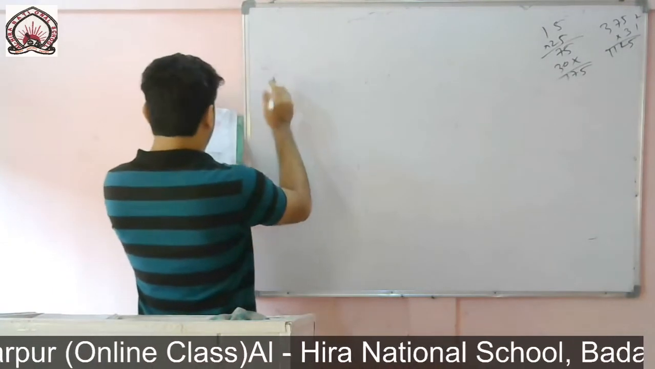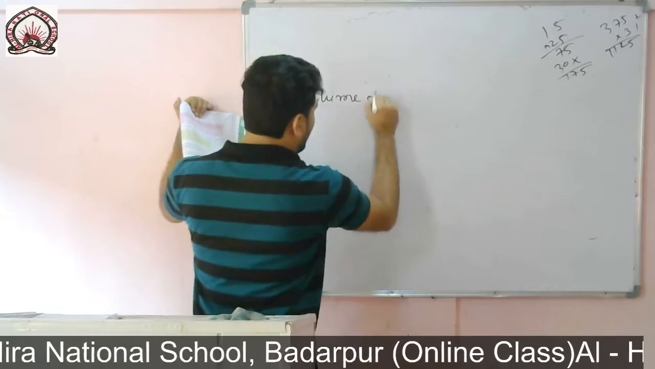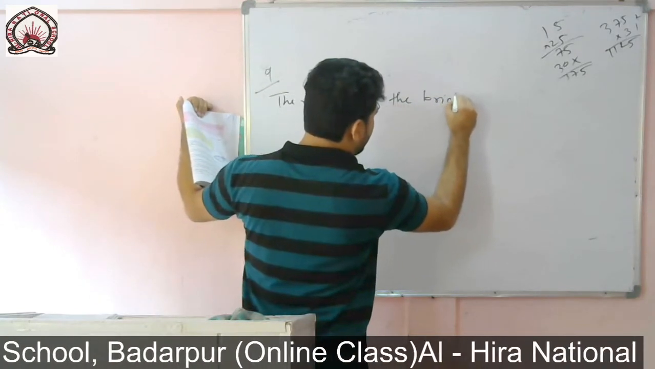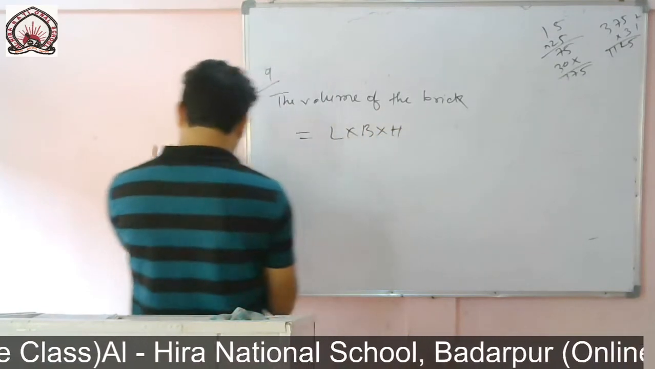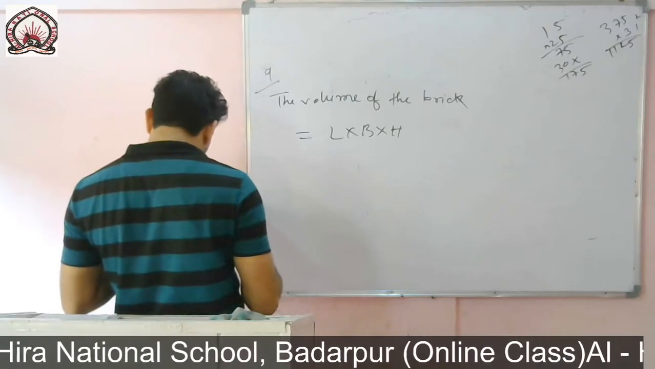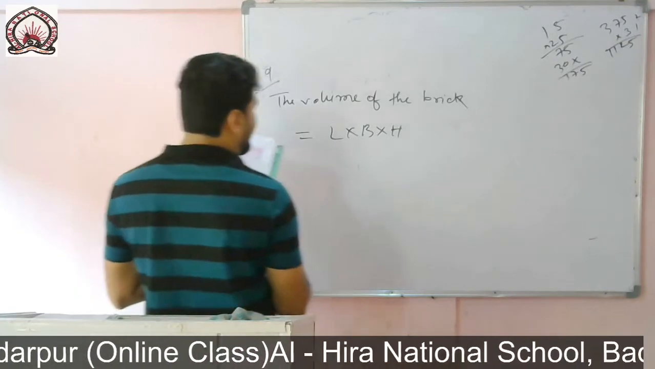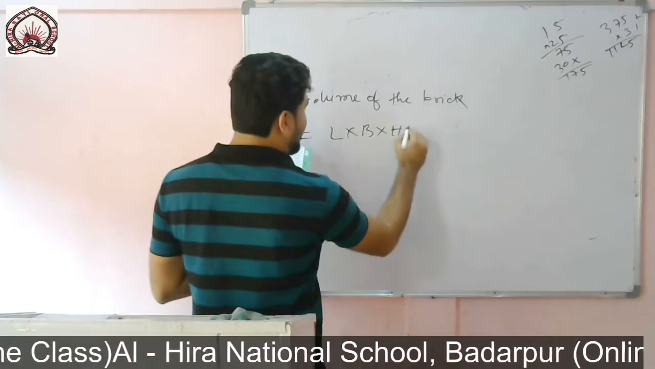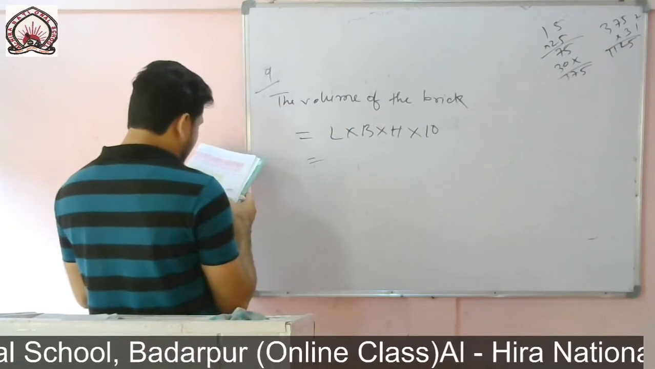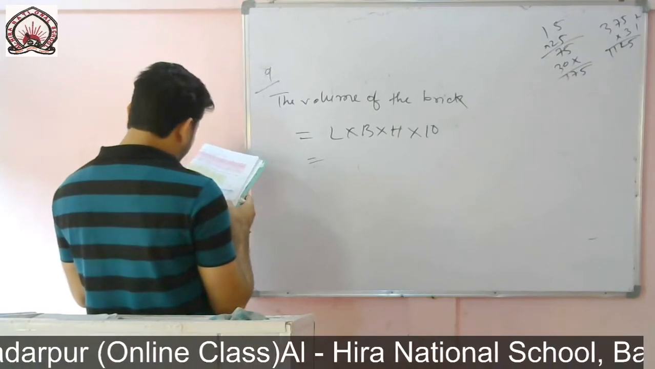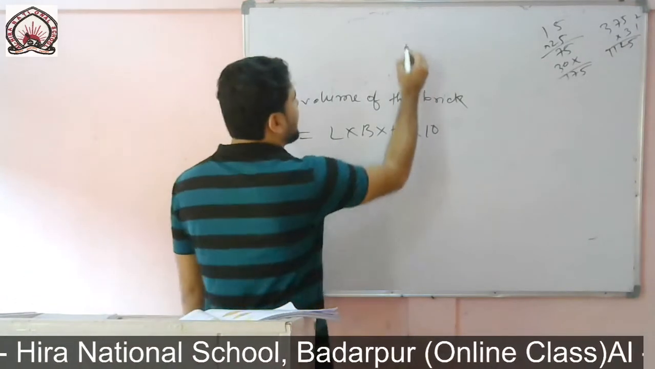Number 9, the volume of the brick equals to length into breadth into height. A brick of gold was melted down and cast into 10 cuboidal tablets, so it will become length into breadth into height into 10, because the brick was cast into 10 cuboidal tablets.